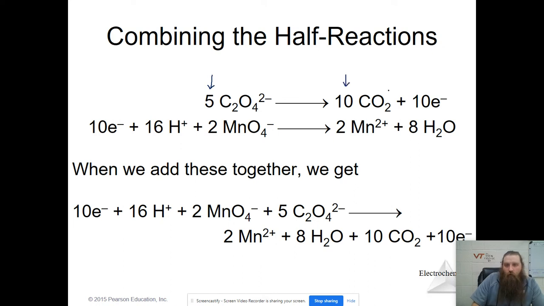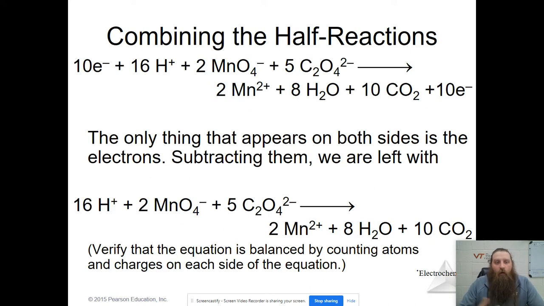We're going to change all of our coefficients when we multiply, not just the electrons. When we add those together, we get this ginormous reaction right here. And on that reaction, the only thing that appears in common on both sides are the electrons. And that's a good thing. That's what's supposed to happen. So now we can get rid of them. We just cross them out.